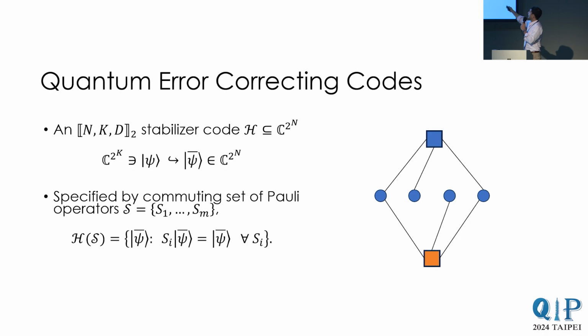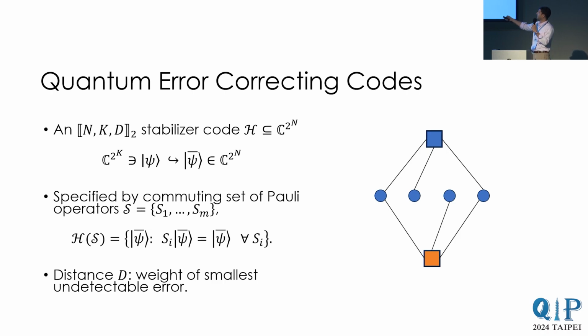So if the state is in the code, then when I measure these stabilizer operators, I'm going to get a +1 outcome for all of my operators. And if there's an error that's detected, at least one of these stabilizer generators is not going to return a +1 outcome. In this case, I'm going to say that the generator is unsatisfied, or unsat for short. And on a related note, this final parameter d is the weight of the smallest undetectable error. So this is a measure of the robustness of our code.